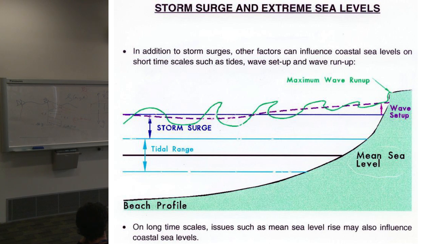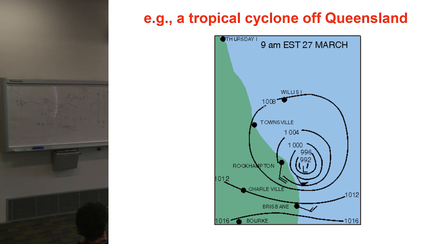It can be incredibly devastating for coastal communities. A tropical cyclone, this is just off Queensland, but a tropical cyclone hitting a low-lying region of the world can do huge amounts of damage. And it's not just the winds directly creating swell, it's also a storm surge.